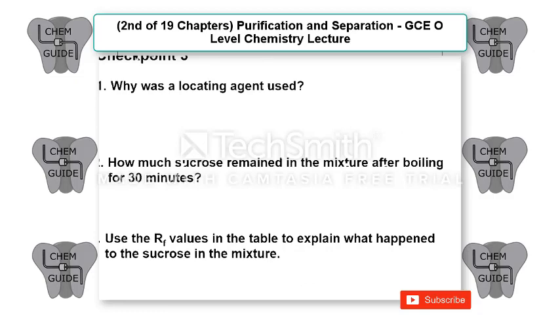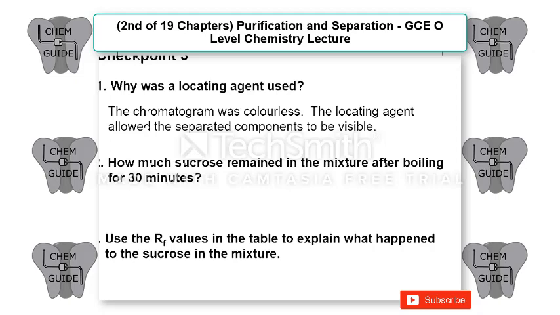So question number 1, why do we use a locating agent? Because we cannot see the spot. So what must you do? You must make it visible. You must make it colored, to be visible and colored.